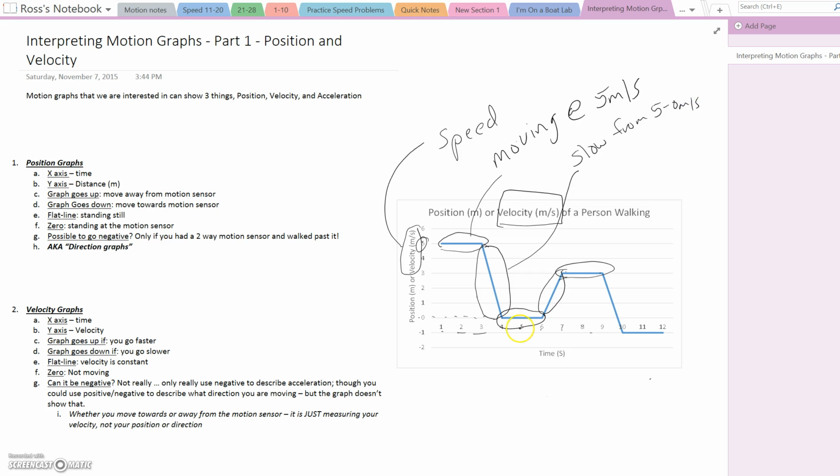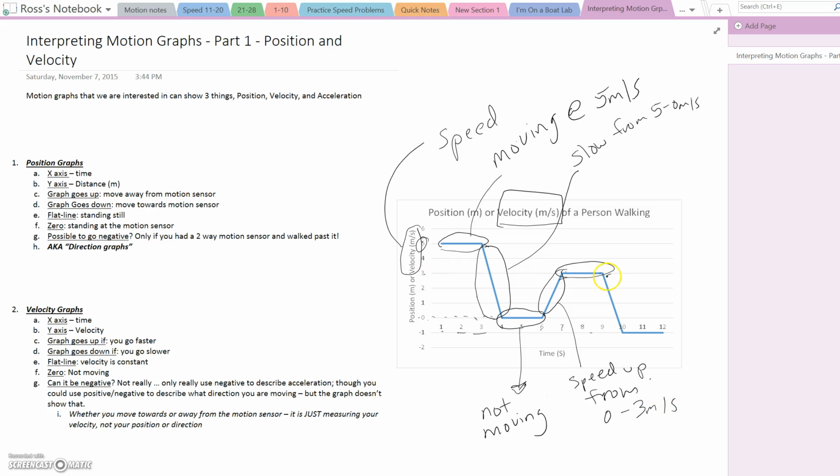Once again, it's flatlining. It doesn't necessarily mean you're not moving. It means you're moving at constant speed. In this case, that constant speed is 0, so you are not moving from seconds 4 to 5. Line goes up, you're speeding up. Speed up from 0 to 3 meters per second.